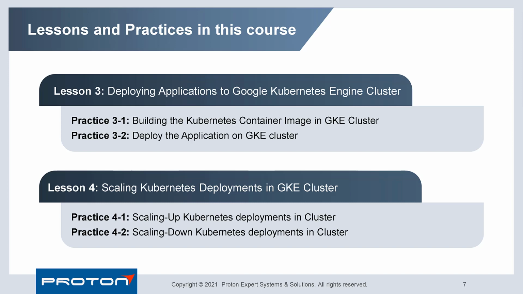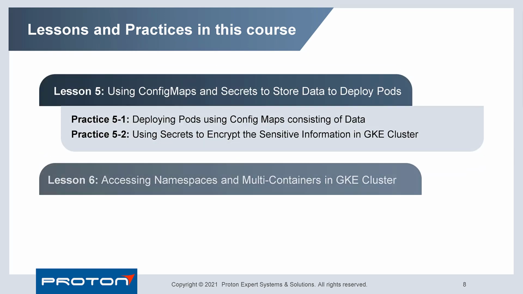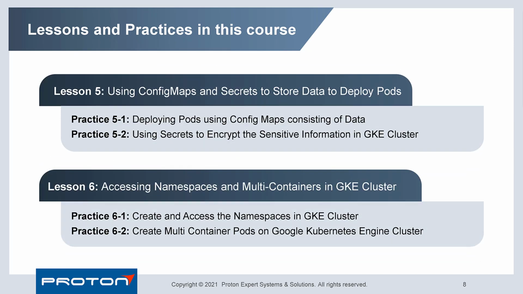Lesson 4, Scaling Kubernetes Deployments in GKE Cluster. The practice for lesson 4 includes learning to scale up and scale down an application deployed in Kubernetes cluster on Google Cloud Platform. Further, in lesson 5, it is about using config maps and secrets to store data to deploy pods. The practice for lesson 5 includes how to create config maps and secrets to store data to deploy the pods in Kubernetes cluster on Google Cloud Platform.